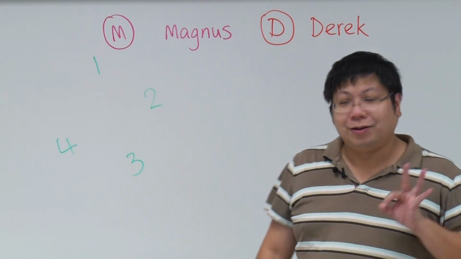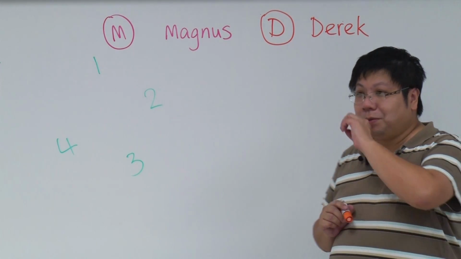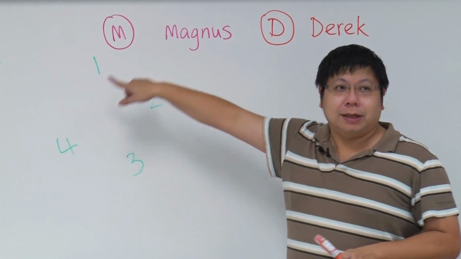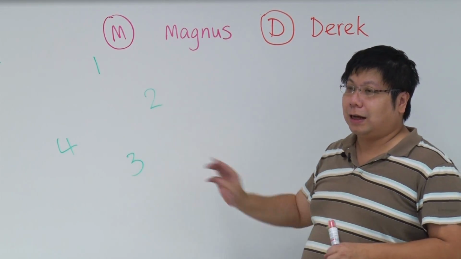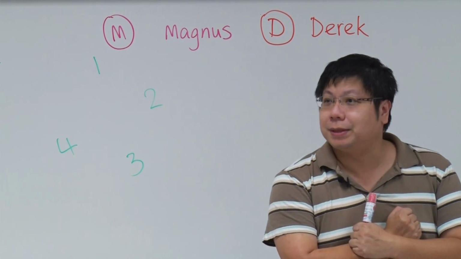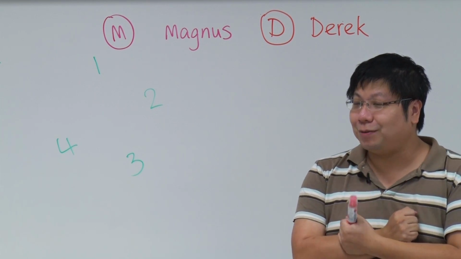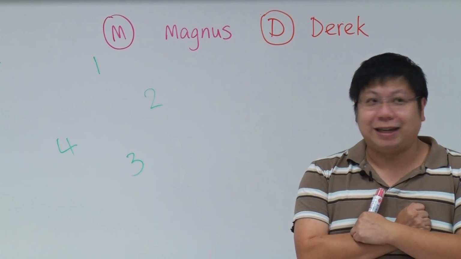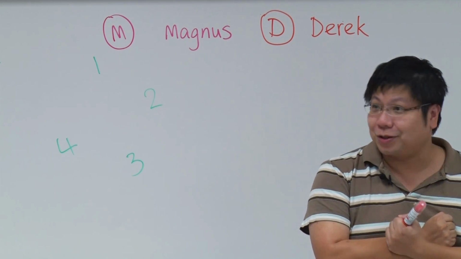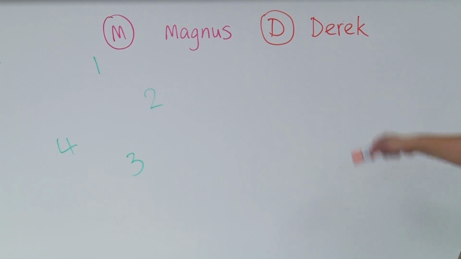So for this question, we want to show that if the number of positions is a power of 2, then Derek cannot avoid Magnus visiting all the positions. How can we show this? The first idea that comes to our mind is induction, right? Try induction. So this is question number 5.